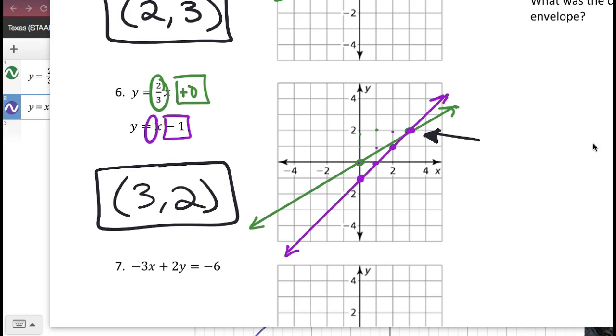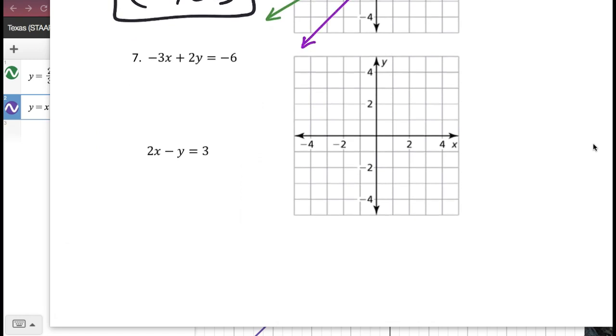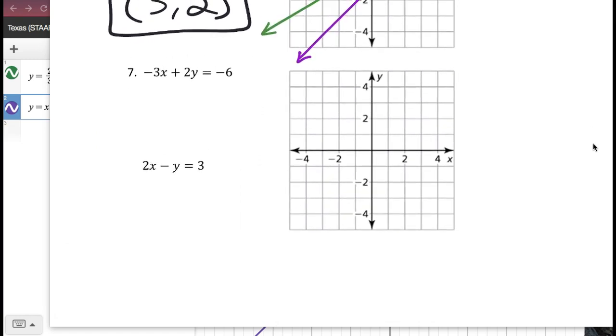A couple things I want to point out to you about number 7. We're going to do this one together. When we graph lines, we have not been graphing them from standard form. We've been solving them for y and graphing them in y equals mx plus b form. So are both of these equations in a form that I can graph right now? No, we're going to need to solve these equations for y.